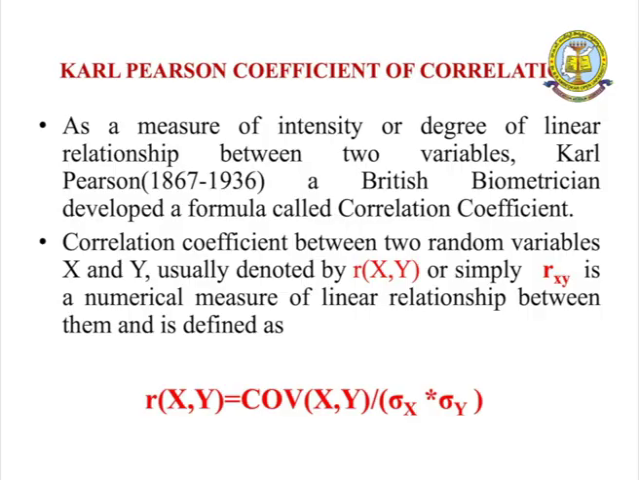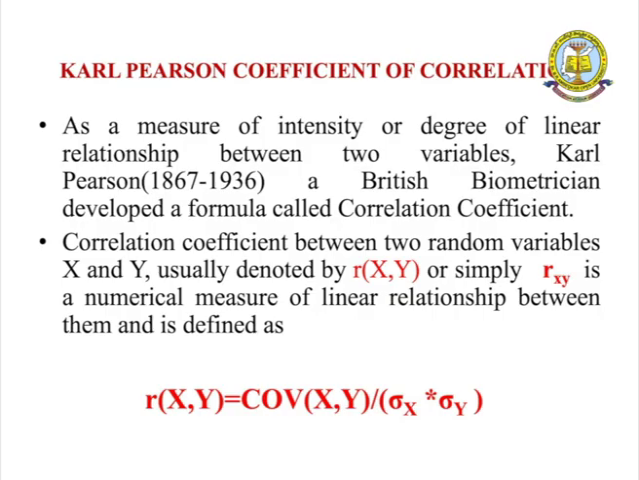Another method is the Karl Pearson coefficient of correlation. This is the best method to identify the correlation between two variables, as a measure of intensity or degree of linear relationship between two variables. This method was introduced by Karl Pearson, 1867 to 1936, a British biometrician who developed a formula called the correlation coefficient. Using this correlation coefficient, we can identify the relation between the given data set in terms of the x variable and the y variable.